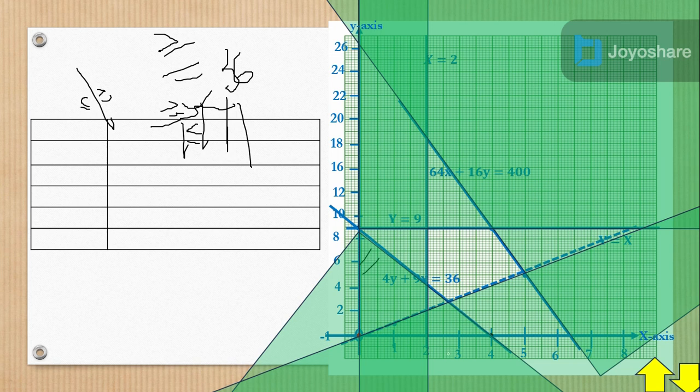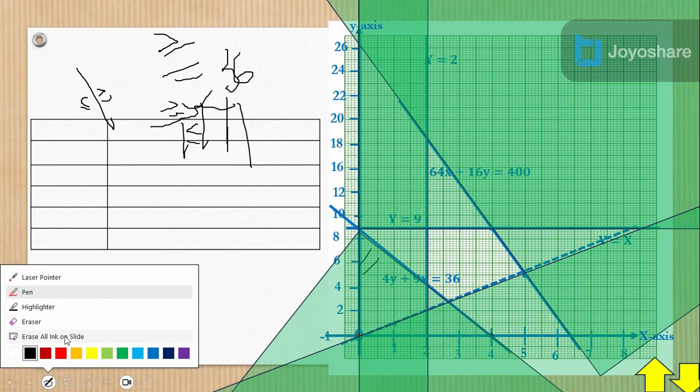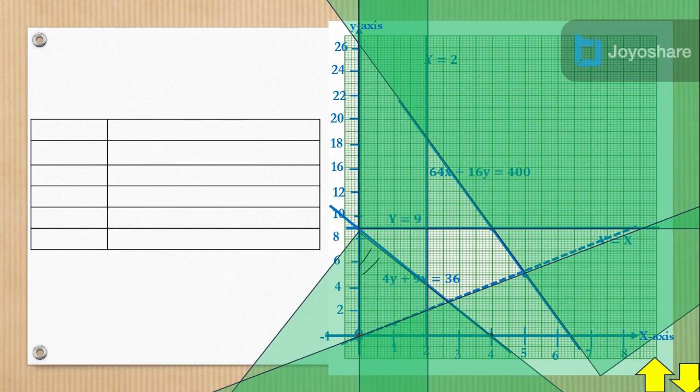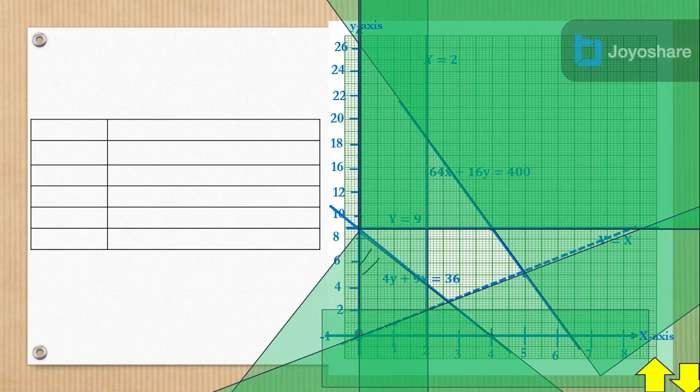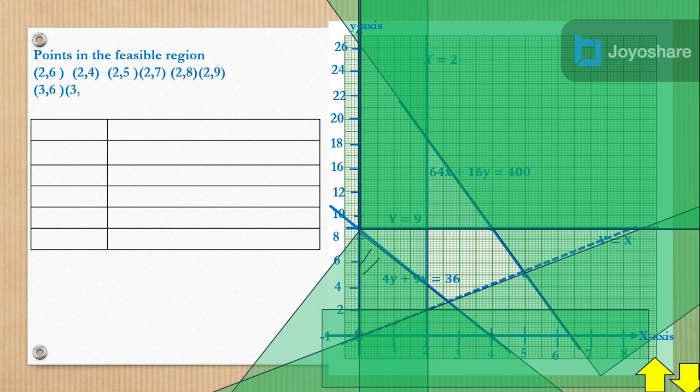Next, we shall now go and see values in the feasible region. Okay, proceeding. That's trying to cover up other parts of the graph. No worries with that. So, points in the feasible region. Now one would ask, what do you mean by feasible region? Feasible region means the space which is remaining in the middle. That space you're seeing in the middle, we call it a feasible region.